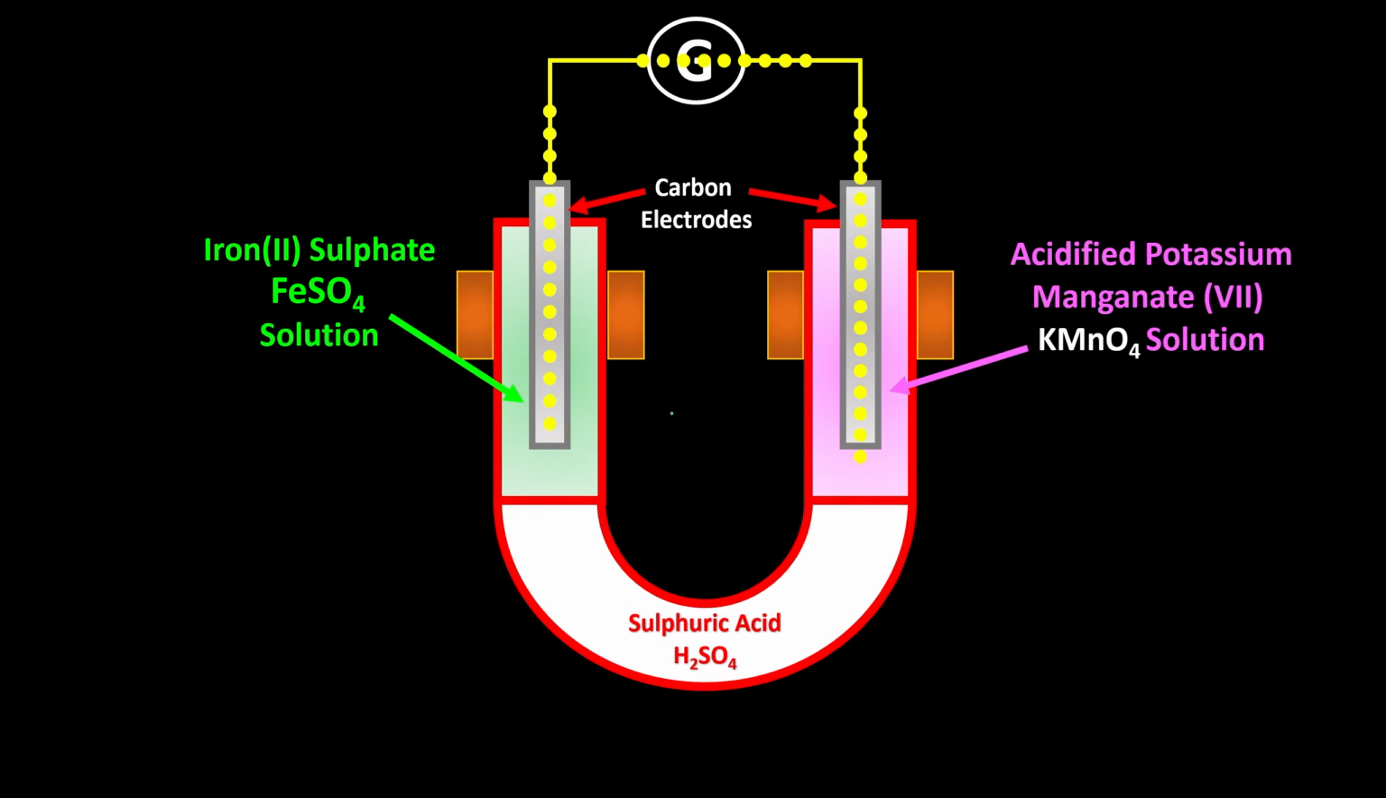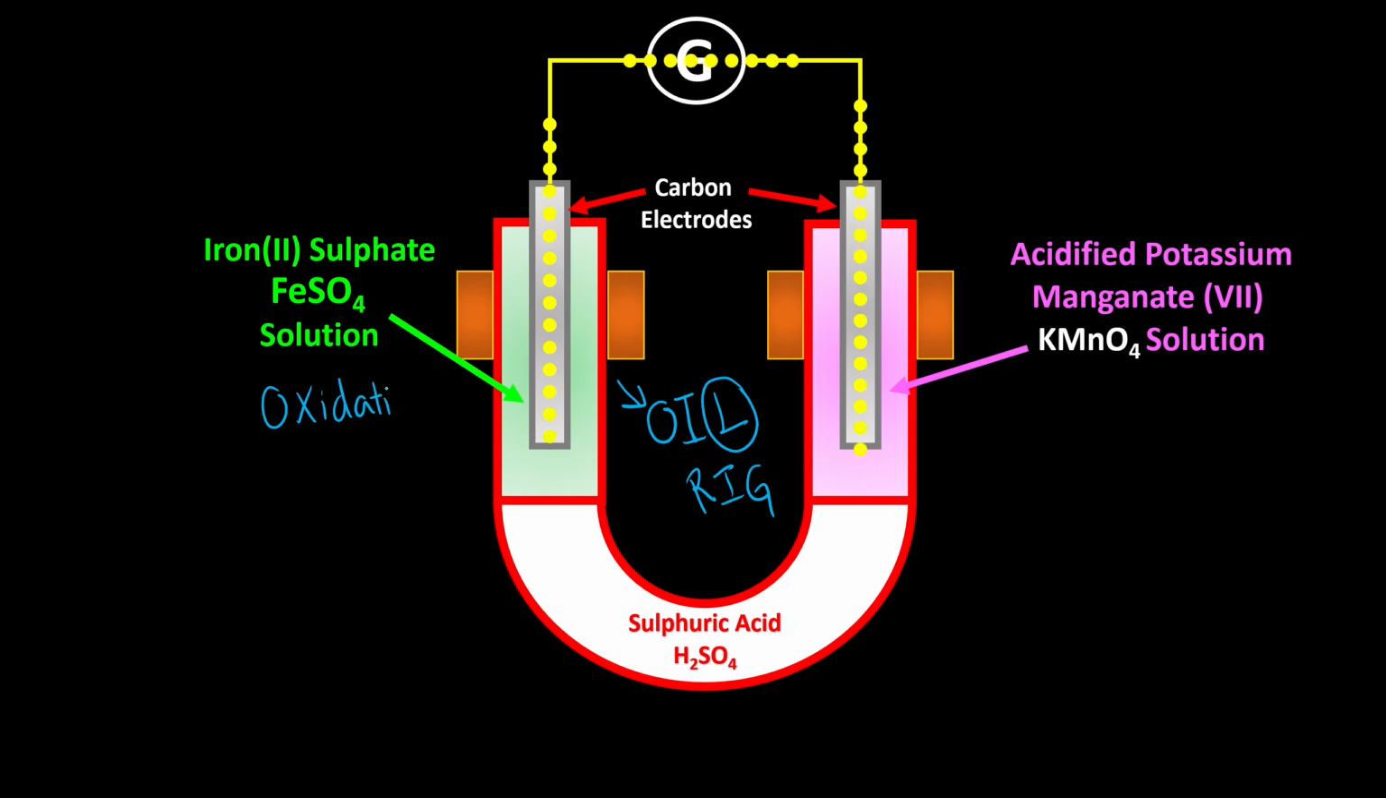So one more time again, do you still remember what is OIL RIG? Oxidation is loss, which means that whichever substance is losing electrons undergoes the process of oxidation. So we know iron(II) sulfate must undergo oxidation. Meanwhile, the right hand side, which is the potassium manganate(VII), is receiving the electrons. So reduction is gain of electrons, so it must be going through the reduction process. And we know whoever undergoes oxidation must be the reducing agent in this case, and the one undergoing reduction must be the oxidizing agent.